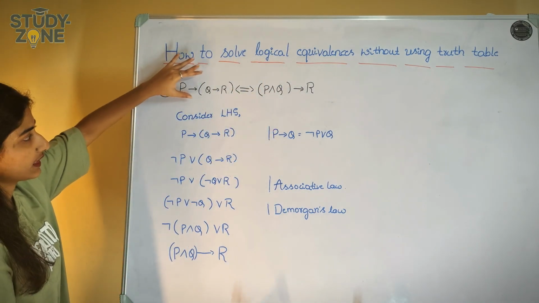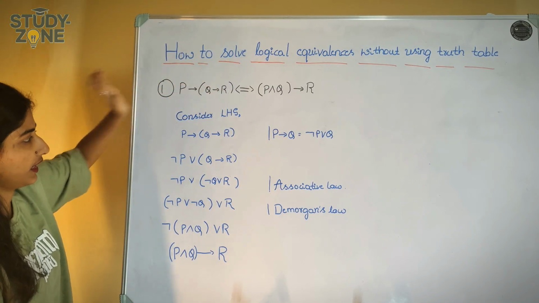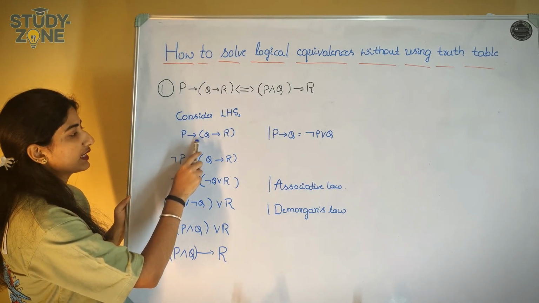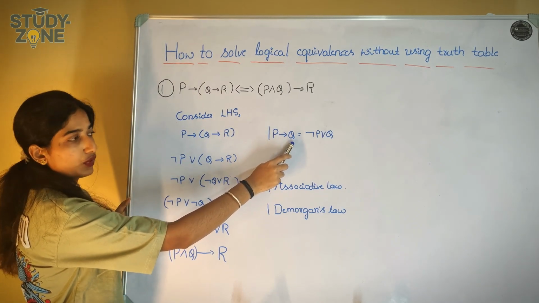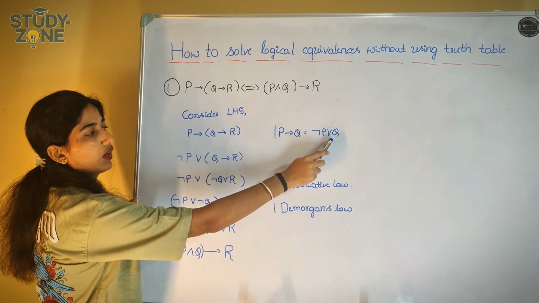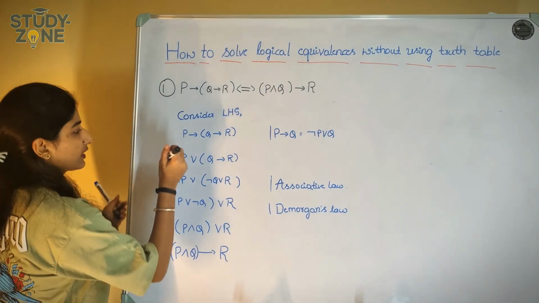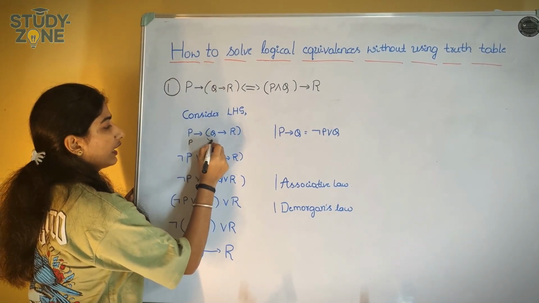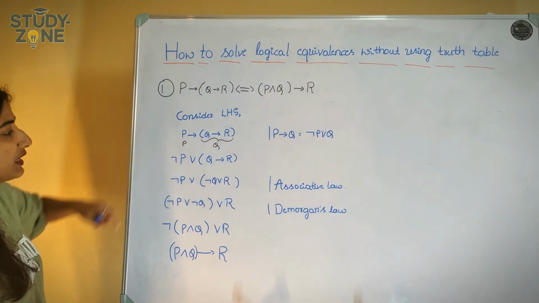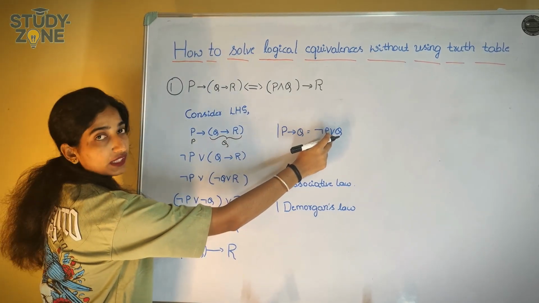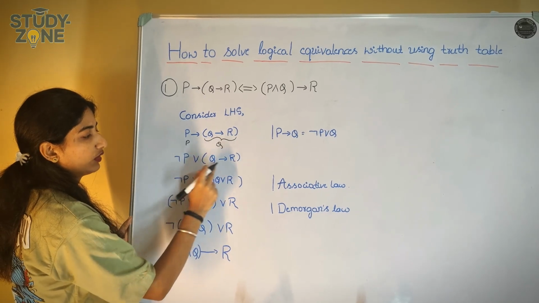At first let us consider the LHS, that is P implies (Q implies R). Here we already know that P implies Q is equal to not P or Q. So let us consider this as P only and this one as Q. P implies Q is not P or Q. So not P or Q.